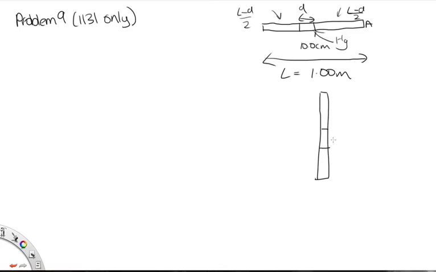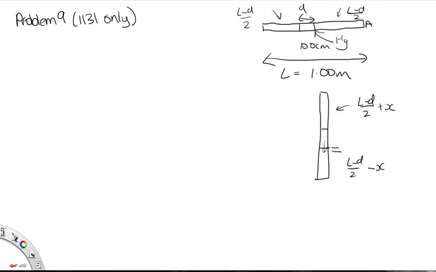This mercury is going to move down a little bit. This length is now L minus d on 2 plus x, and this is L minus d on 2 minus x. We've got to work out what this x is, by how much it's moved.